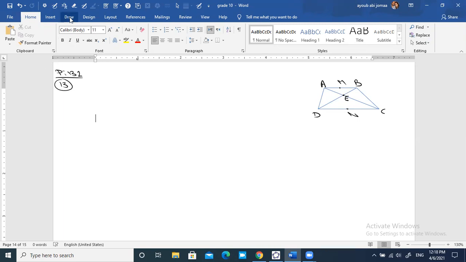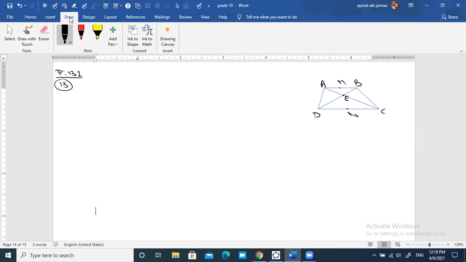Now, the question. Use an appropriate system of axes to show that M, E, and N are collinear. You have to prove that M, E, and N are collinear using a certain system of axes. Good luck.